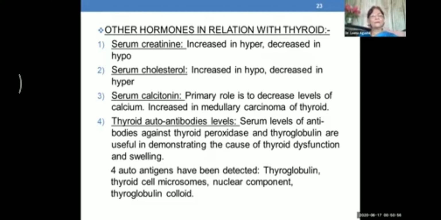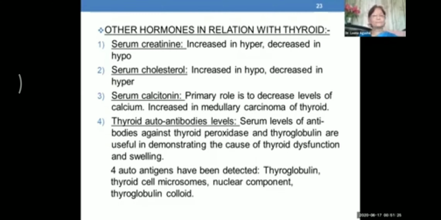Next is thyroid autoantibodies levels. Serum levels of antibodies against thyroid peroxidase and thyroglobulin are useful in demonstrating the cause of thyroid dysfunction and swelling. So far, 4 autoantigens have been detected. They are for thyroglobulin, thyroid cell microsomes, nuclear component, thyroglobulin colloid.